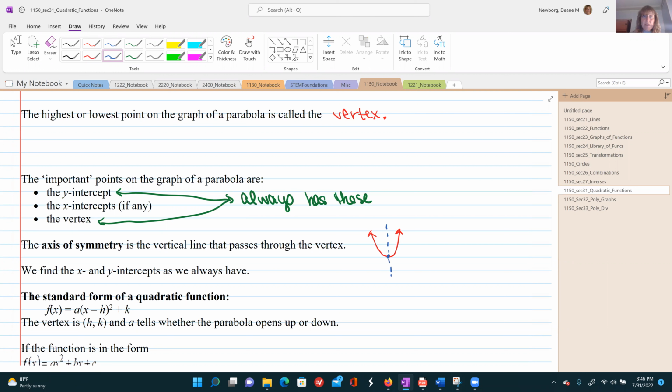We find the x and y intercepts as we always have. For the x-intercepts, we plug in y equals 0. That's for x. And for the y-intercepts, we plug in x equals 0.